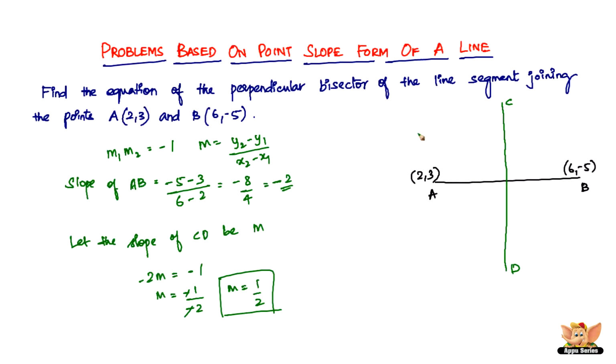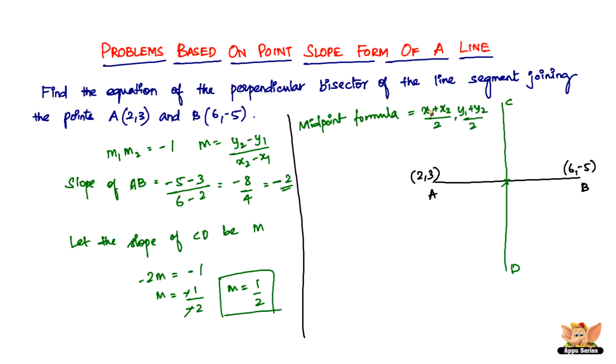Now we need to get some point through which this line passes. Definitely this line cuts AB, and they say it even bisects it. That means it is passing through the midpoint of AB. So we need to use the midpoint formula and find the midpoint of AB, and that point will be the point through which the line CD is passing. Before I find the midpoint of AB, let me remind you of the midpoint formula. It is given by (x1 plus x2) divided by 2, (y1 plus y2) divided by 2. So this is the midpoint formula of any line. Let's find the midpoint of AB now.